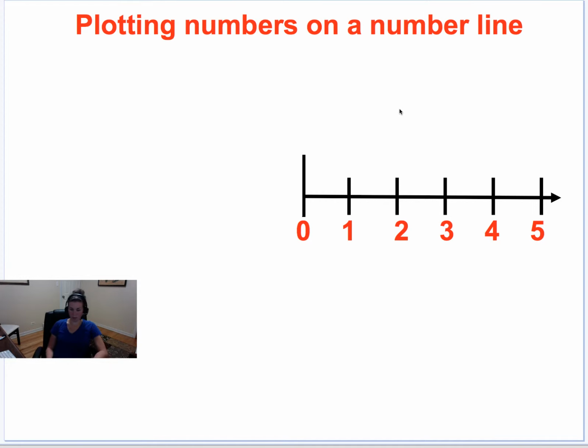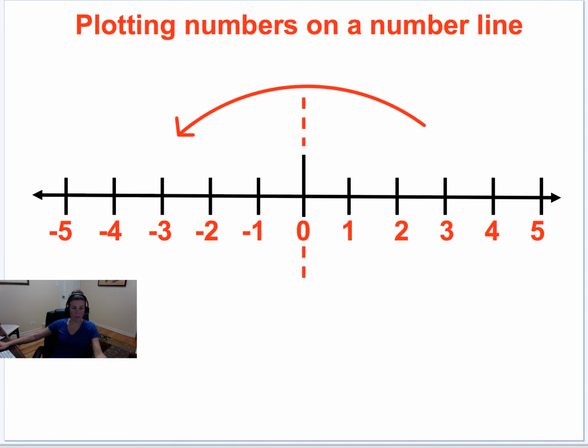So we've already worked on plotting positive numbers on the number line. I put a positive number line from 0 to positive 5. But today we will also be working on plotting negative numbers on a number line. So take a look at this number line. See if you can figure out any similarities or any differences between the positive side and the negative side.